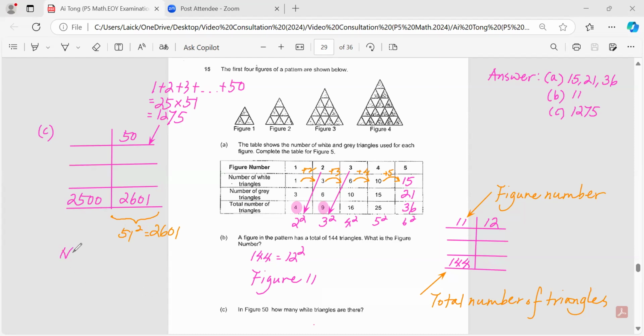So, how many white triangles are there? We say number of white triangles will be 1275. Of course, if we need to also work out the gray triangles, we just take 2601 minus 1275. That would be 1326.